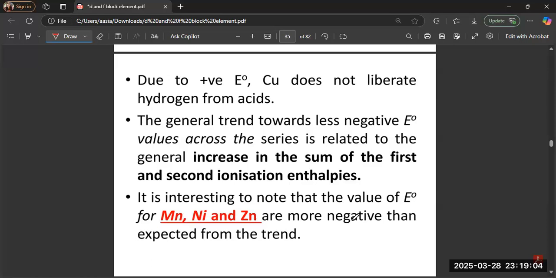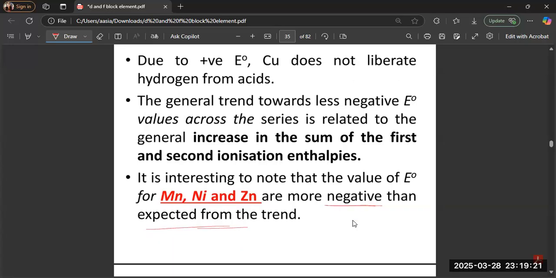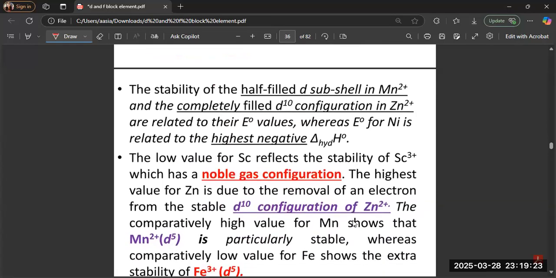Okay, and it is very interesting to note that the E naught values for manganese, nickel, and zinc are more negative than expected. Just write it down.